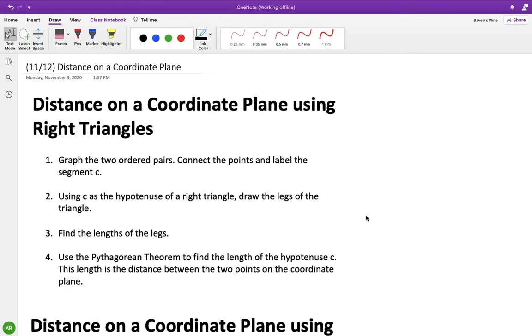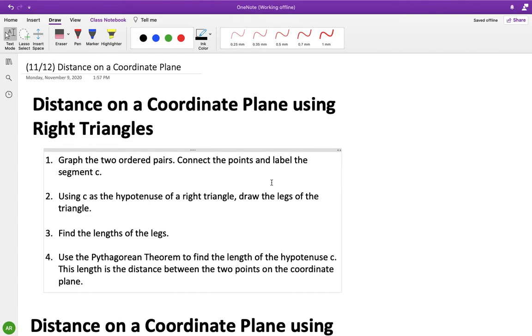So today, distance on a coordinate plane. So basically how we determine how far 2 points are away from each other on the coordinate plane. We're going to talk about two different techniques. The first technique is using right triangles. The second technique is using this thing called the distance formula. After I'm done talking about each technique, I'll briefly talk about the pros and cons. And then, like I said, we'll do the examples together in class. So when you get to the examples, you can go ahead and pause the video.